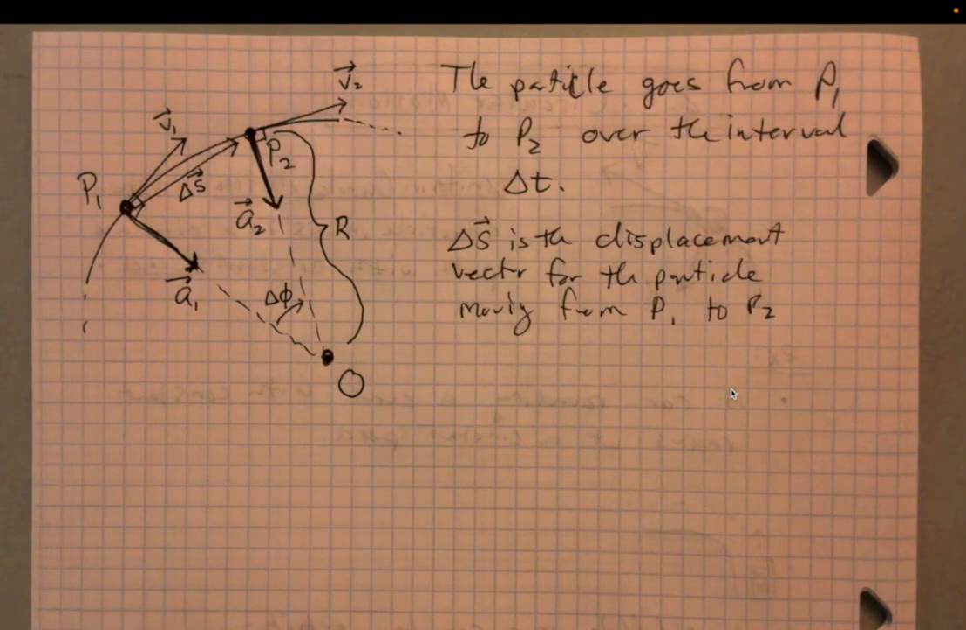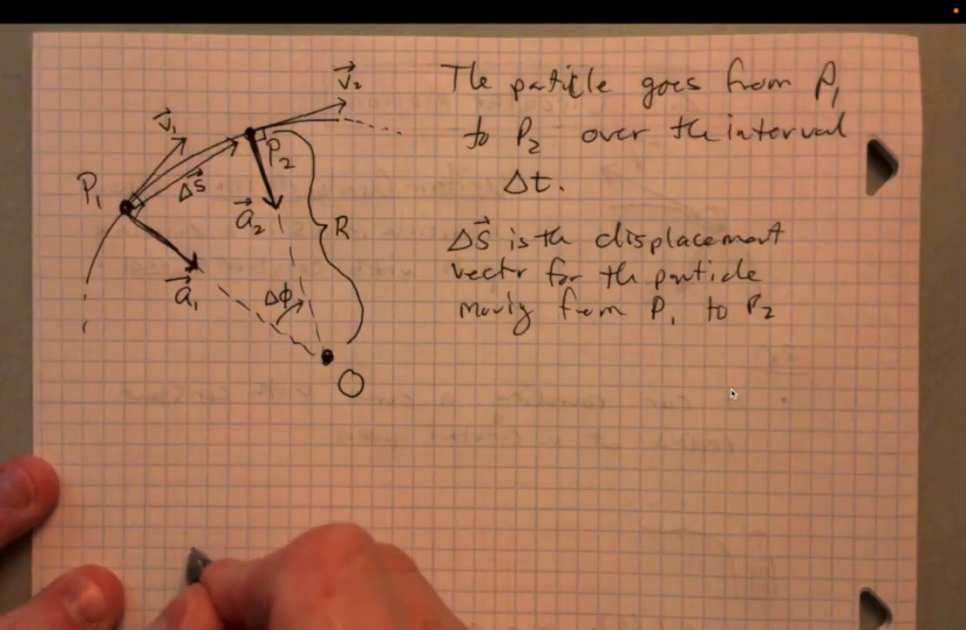Now, let's consider the change in the direction of the velocity vectors, because the acceleration here is all about changing the direction of the velocity. Remember, there's no tangential acceleration. There is just acceleration perpendicular to velocity. So the acceleration is 100% concerned with changing the direction of the velocity. So let's look at that change in velocity.